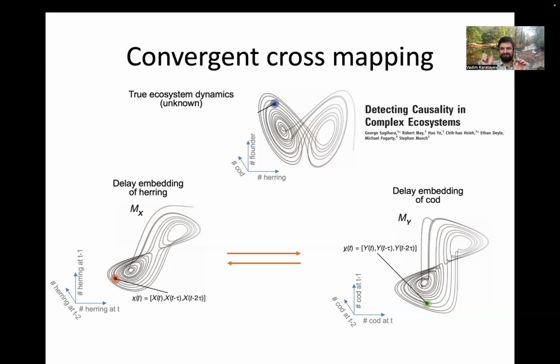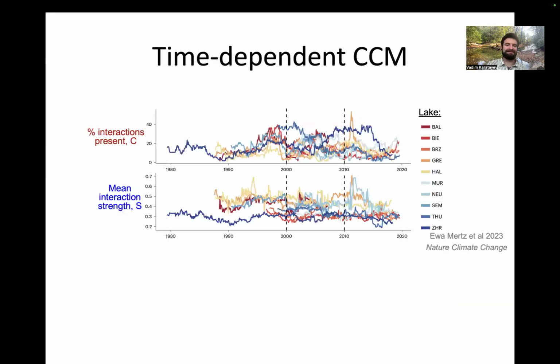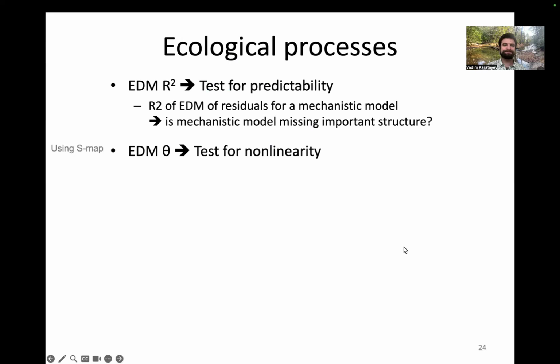This lets us tease apart how causally related two variables are versus if they're just correlated in time, or if sometimes they're not correlated, but they are causally related. So this lets us detect interactions in complex systems, and what's really exciting is that we can scan windows in time and look at how interactions, for instance in plankton food webs here in a bunch of different lakes, change over time.